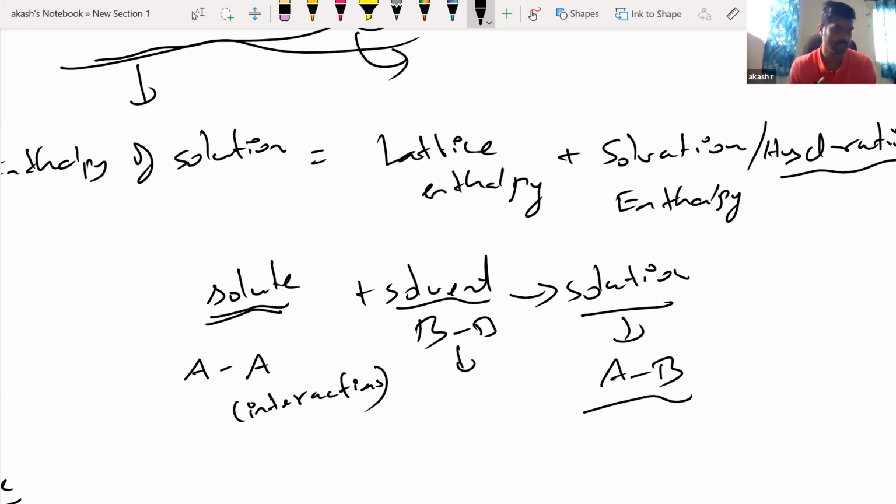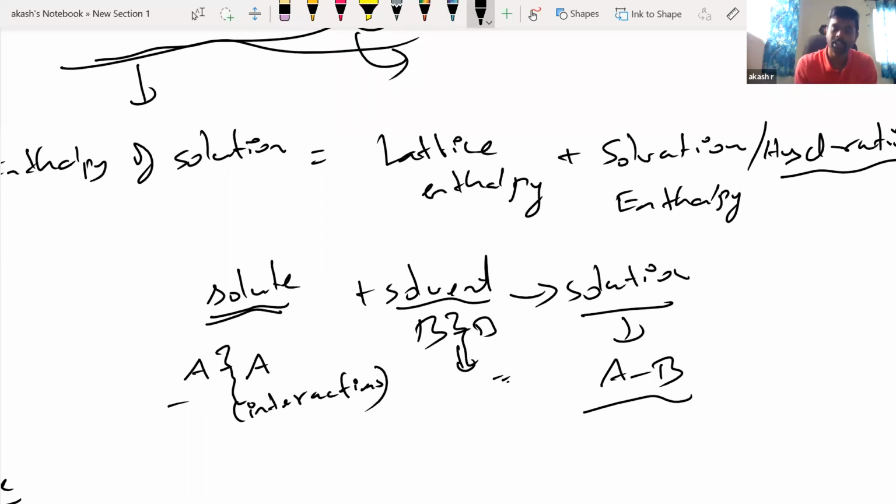What you have to observe here is that we have to somehow break the AA interaction, because only then will A be able to get attracted to B. In the same way, we have to break the BB interaction, that is, the solvent interaction. That is one kind of energy change. We are breaking the intermolecular forces, not bonds, between two water molecules, between two NaCl units, something like that. Between one solute and another solute, you have to break the interaction. Between one solvent and another solvent, you have to break the interaction. That is one type of energy change which we'll be observing.